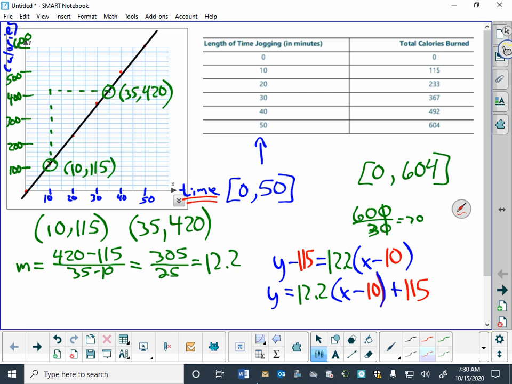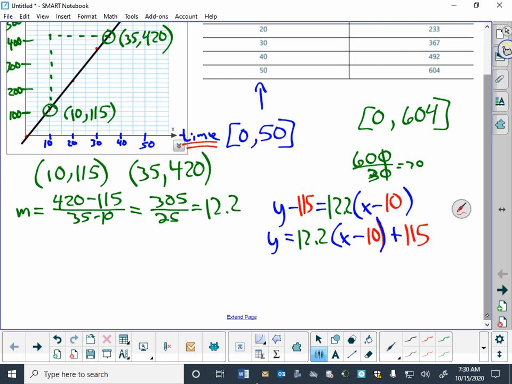Okay. So here where x was the time, right, what I put on the x-axis was the time, and my outputs are calories. So this gives me an opportunity to use this equation to make some predictions. So I could answer questions like, how many calories are burned running for, say, 70 minutes, since my time here is measured in minutes.